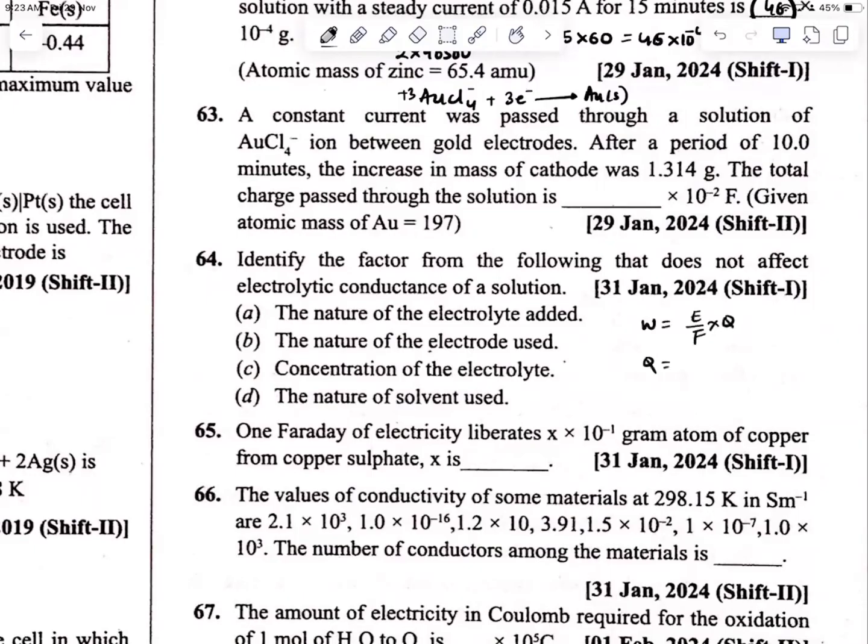So Q will be equal to F into W by E. So 96500 into weight deposited, which is 1.314, divided by equivalent mass. Equivalent mass is 197 by 3. That's it. So you calculate that, you are getting it as 2 into 10 raised to the power of minus 2 Faraday. Sorry, keep this in F only because it's given in Faraday. Okay. So this value is coming out to be 2 into 10 raised to the power of minus 2 in Faraday.